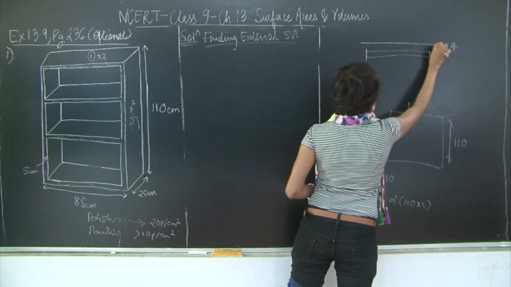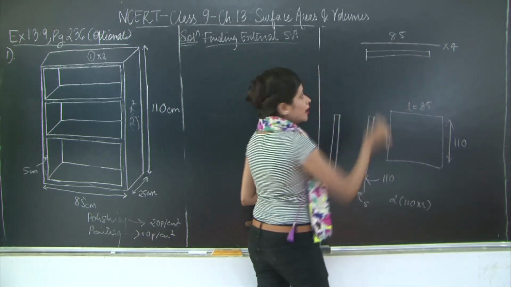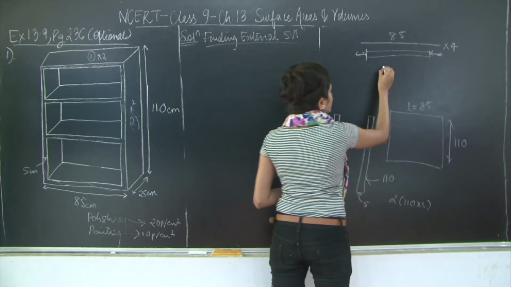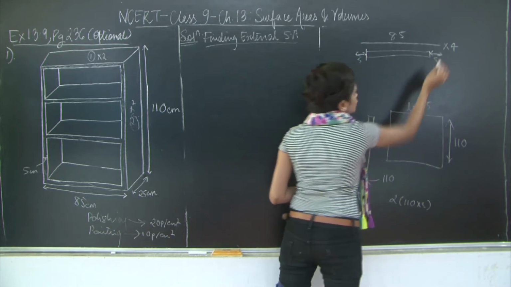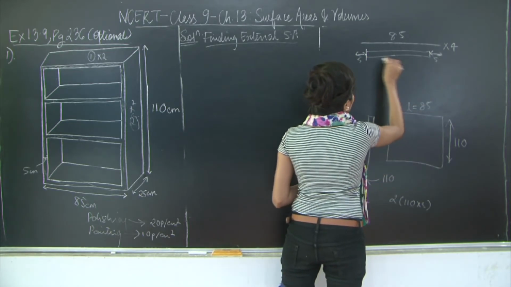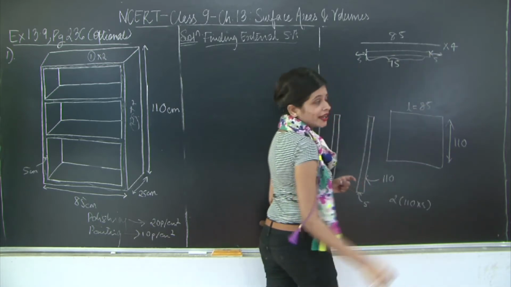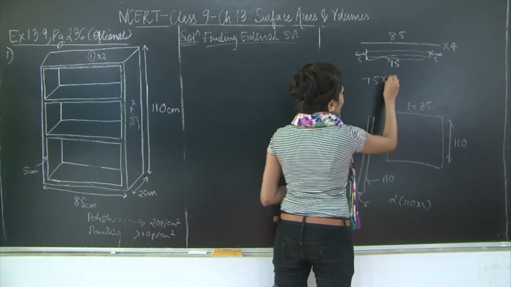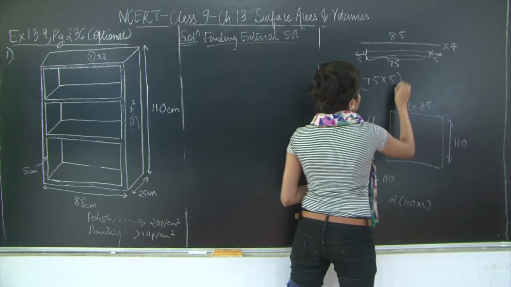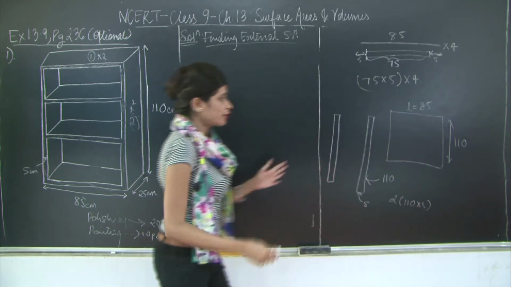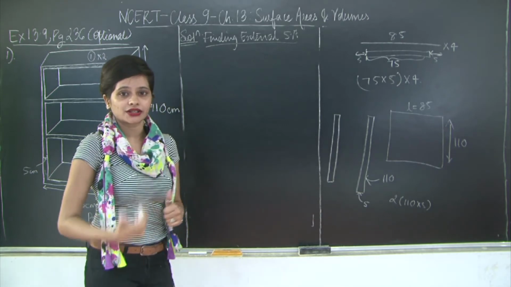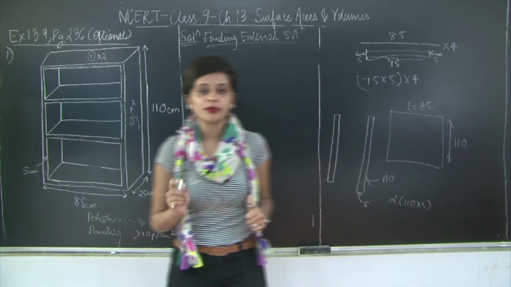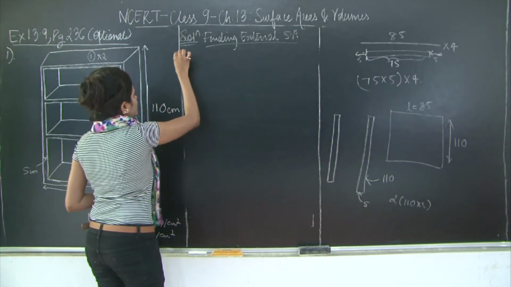Now this entire length is 85. We have 5 centimeter of thickness on both the sides. So this section is going to be what? 85 minus 5 minus 5, which is 85 minus 10. So 75. Now this entire section is 75 and we have the thickness which is 5. So this is going to be 75 into 5 and how many rows? There are 4 rows. Got it? So we are going to add up all these areas which is going to give us the external surface area and we are going to multiply it with the polishing cost because the external surface areas need to be polished. So let's write the solution.